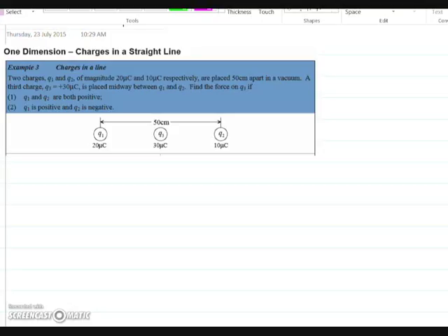And there's two scenarios. The first one is if Q1 and Q2 are both positive, and the second one is if Q1 is positive and Q2 is negative. So the first thing we need to do is write down all the information that the question actually gives us.